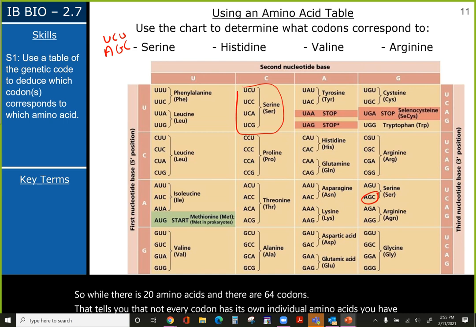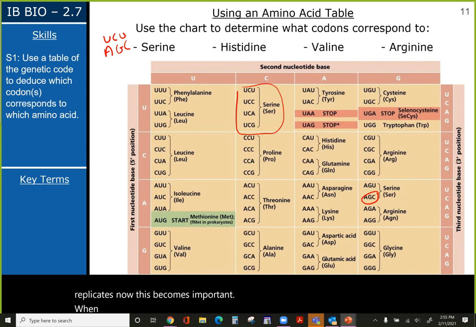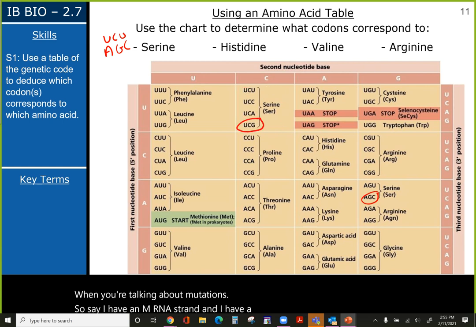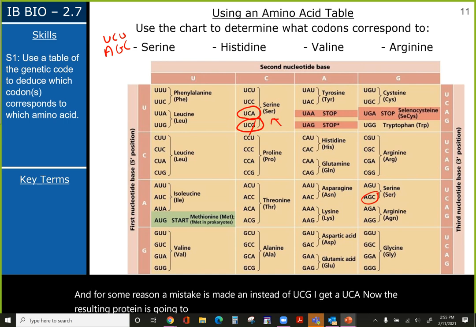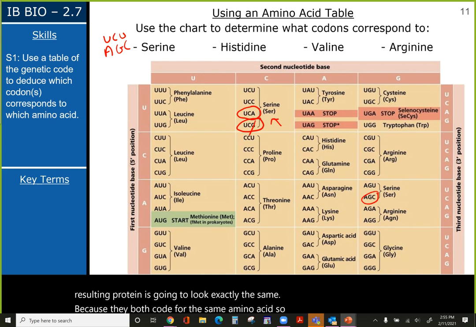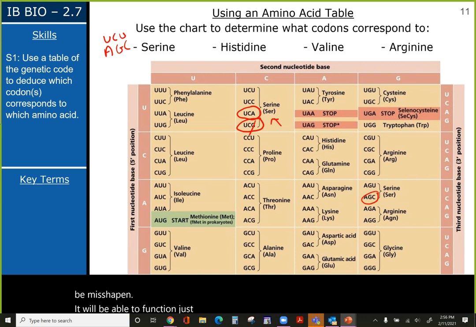Now, this becomes important when you're talking about mutations. So, say I have an mRNA strand and I have a codon that's UCG. And for some reason, a mistake is made, and instead of UCG, I get a UCA. Now, the resulting protein is going to look exactly the same because they both code for the same amino acid. So that protein is not going to be misshapen. It'll be able to function just fine because there was no actual change to the protein itself.